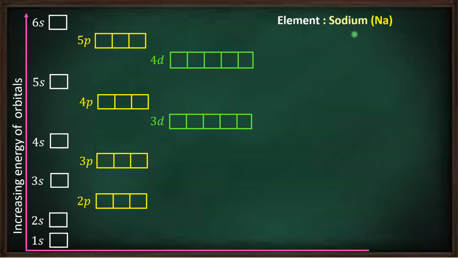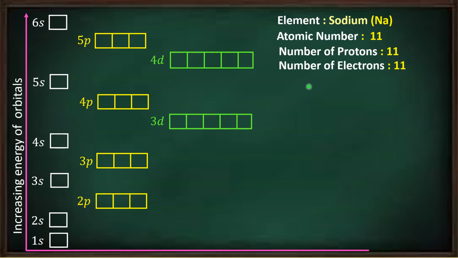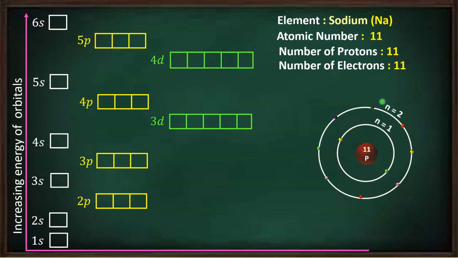Next element is sodium, that is natrium. Natrium is the Latin name. The nucleus of sodium has 11 protons. Atomic number is 11, number of protons is 11, number of electrons is also 11. 11 protons are there and 11 electrons are revolving around this nucleus in different orbits.